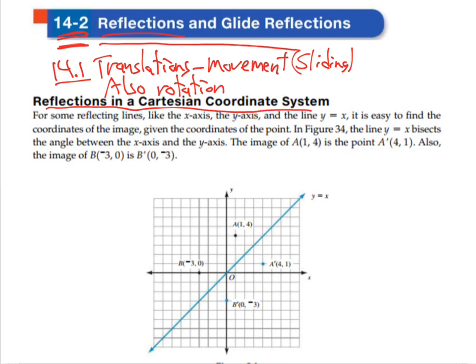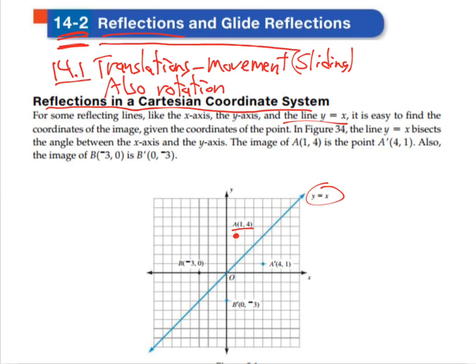Reflections in a Cartesian coordinate system. We're going to reflect things, kind of like a mirror reflects things. We have point A right here, which is (1, 4), over 1, up 4. And we're going to reflect it through the line y equals x. This diagonal line, we want to reflect it across that diagonal line. How do we do it? Well, points always move at 90 degrees towards the reflection line.